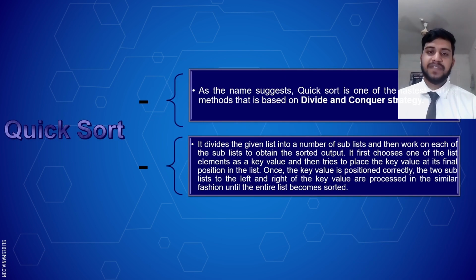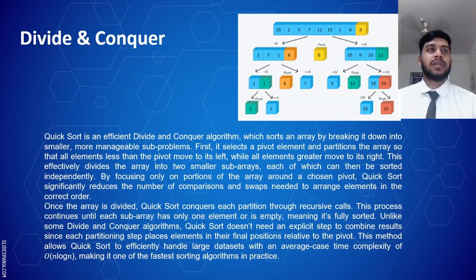Quicksort is based on the divide and conquer strategy. It divides the list into various subsections and sorts them. First, it chooses a pivot and places the pivot in its final position. The smaller values are positioned on the left and the bigger values on the right of the pivot.